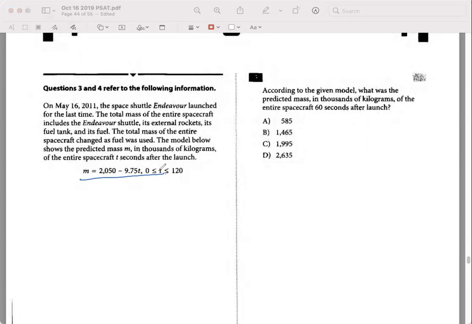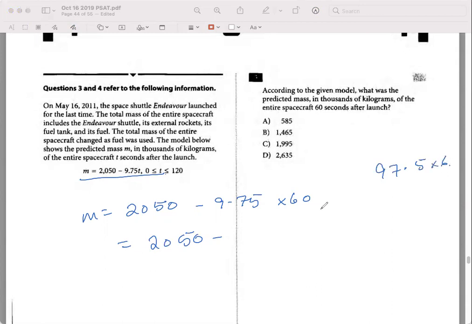So T is 60. So that would be 2050 minus 9.75 multiplied by 60, right? Because the time T here is the amount of time since the launch of the spacecraft. So that would be 2050 minus, so that's 97.5 times 6, right? I got rid of the 0 and shifted 1 to the right. So that's 5 6s are 30, 0 carry 3, 6 7s are 42 and 3 is 45 carry 4, 6 9s are 54 and 4 is 58. And there is a decimal, so 585.